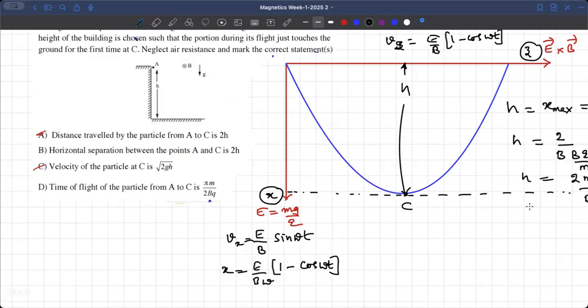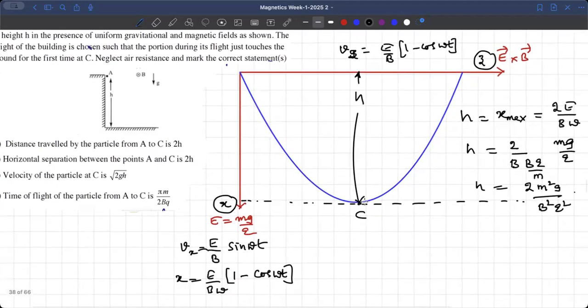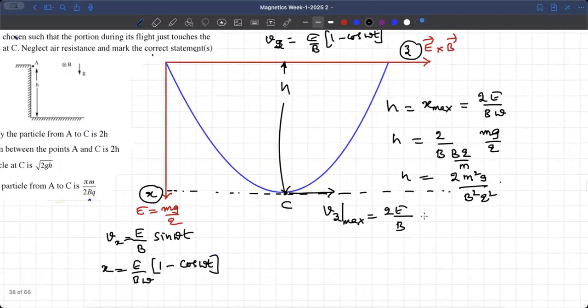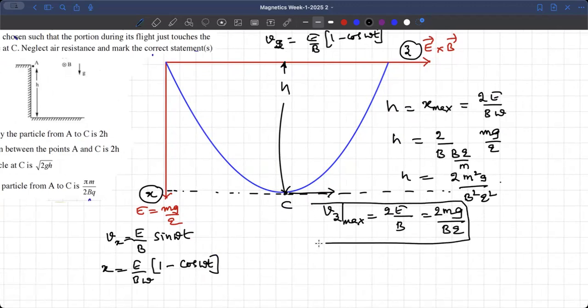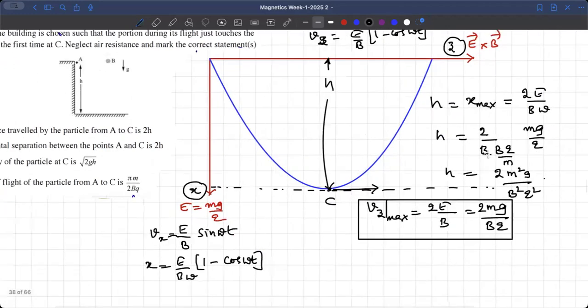What is the velocity of the particle at C? Okay, Vz max. This is nothing but 2E by B, which is nothing but 2 times mg by Bq. So I have given you Vz max, the maximum speed at C, and H.